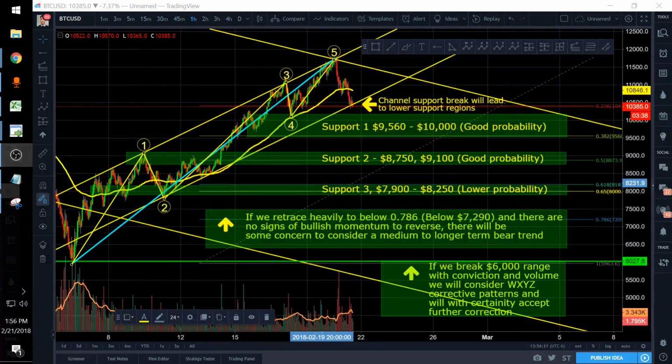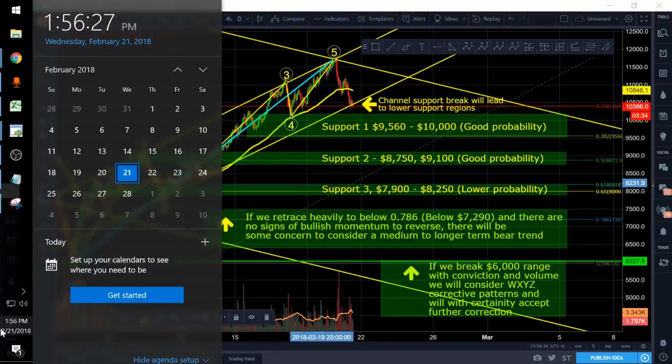So that is it for my Bitcoin technical analysis today. It's Wednesday, the 21st. It's about 2 p.m. actually, so this is considered an afternoon update.